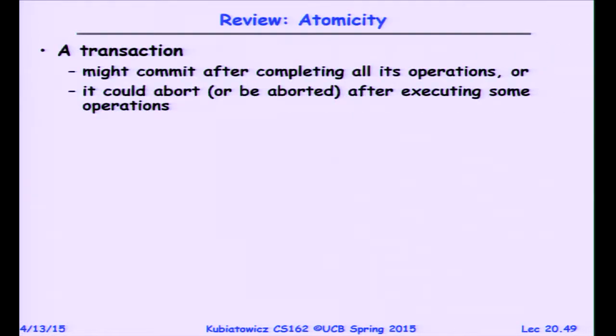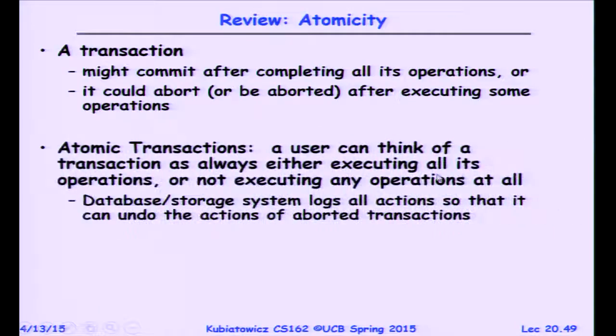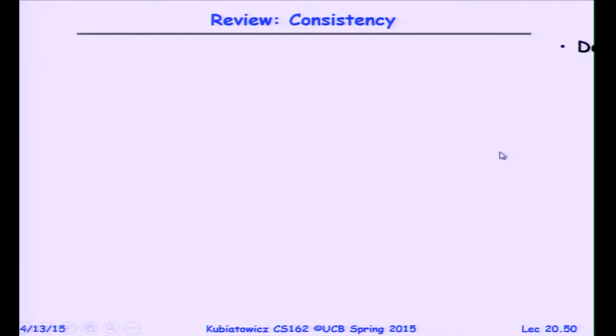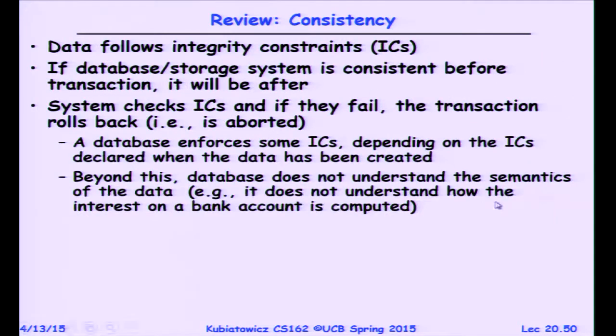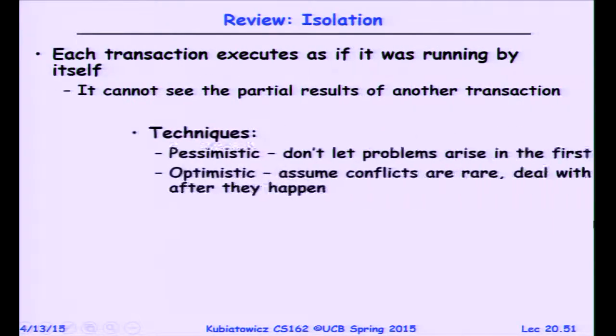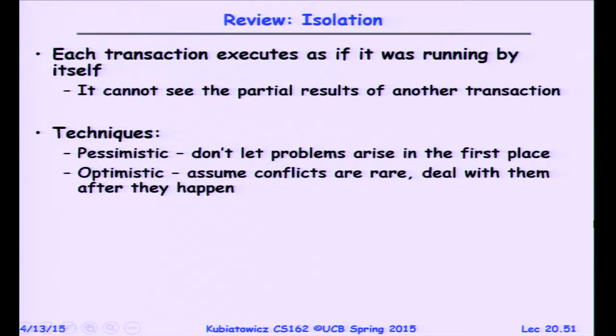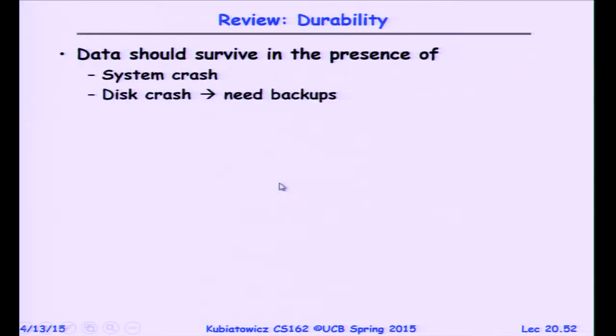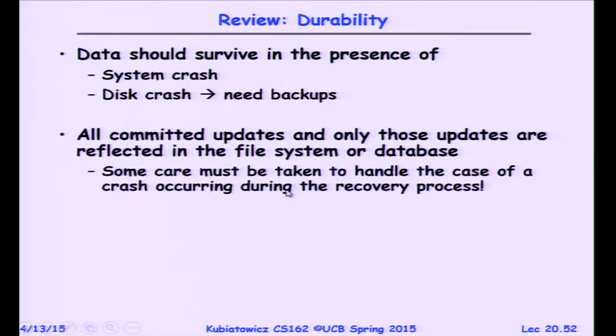Just to sort of finish up, remember atomicity means that transactions might be completed or not, but they're either completed in their entirety or aborted in their entirety. Consistency says basically data follows some integrity constraints that you set up for your system. In the case of the file systems, we've been talking about those. Isolation says that each transaction sees only its results, and only sees results of committed transactions. And then finally, durability says that data survives no matter what happens in terms of crashes.